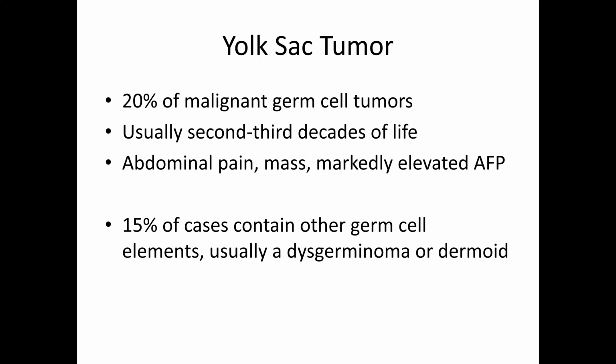Going on to the yolk sac tumor, second most common lesion. This accounts for a significant portion of the malignant germ cell tumors, 1 in 5, and is usually a young adult period of life neoplasm associated with pain and very often elevated AFP. Usually in isolation, not present with HCG unless it's combined with a mixed lesion. Now, a significant portion do have other germ cell elements such as Dysgerminoma or maybe a mature teratoma like a dermoid.